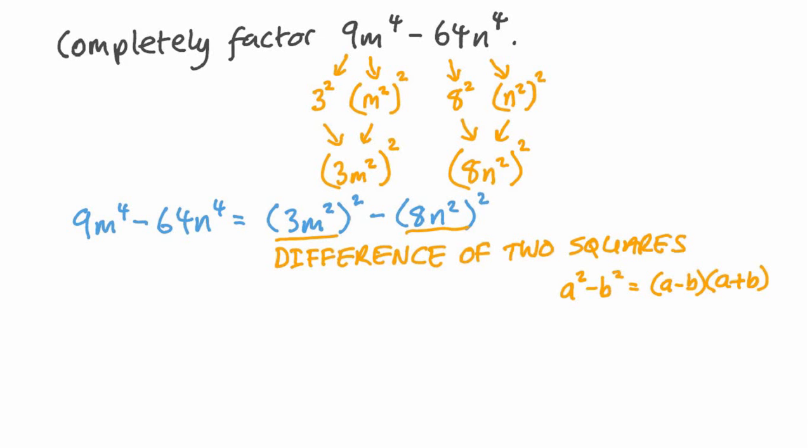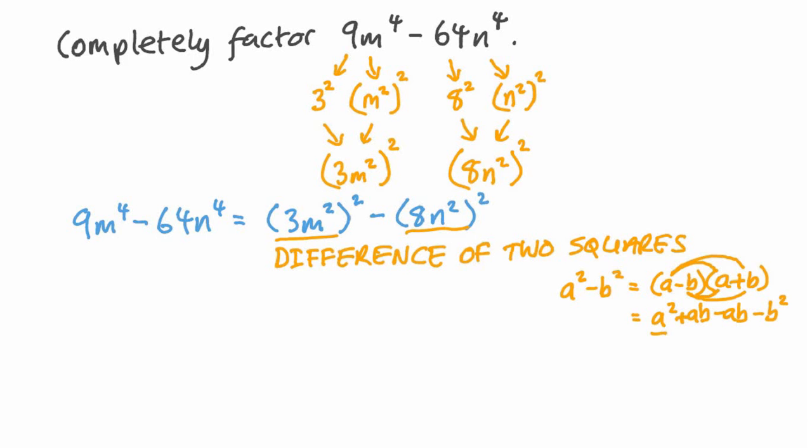Now if you remember, the general format for this in terms of factoring is a squared minus b squared can be factored as a minus b times a plus b. And that makes sense if you think about it. Let's multiply it out. A times a is a squared. Positive a times positive b is positive ab. Negative b times positive a is negative ba, which we can rearrange as negative ab. And negative b times positive b is negative b squared.